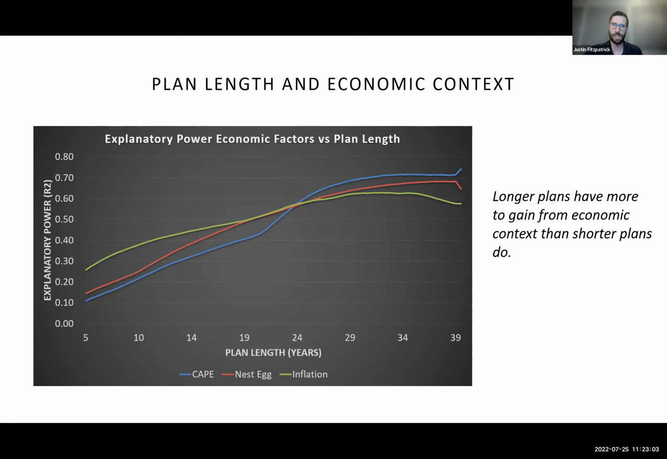So, what we see here is down to a 5-year plan. That's probably fairly rare, but if people are a little further on in life, 5 or 10-year plans might be around. And we see that in particular, CAPE and nest egg are much lower. This is basically just showing again that using any context to provide short-term, tactical approaches is not as robust as the longer-term strategic positioning.